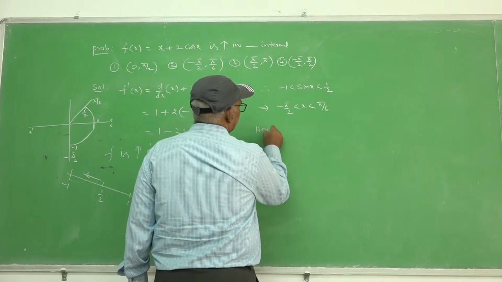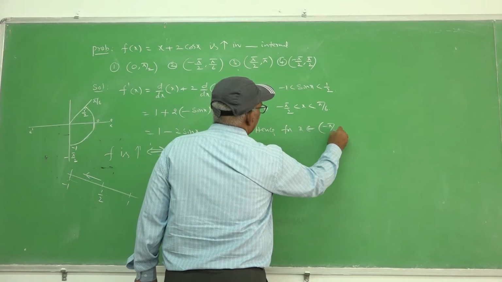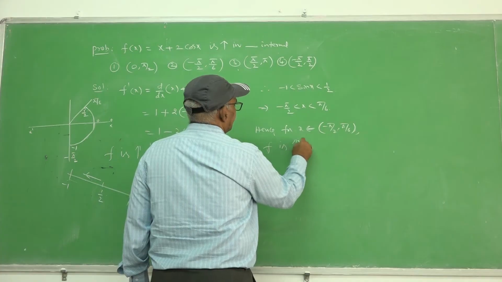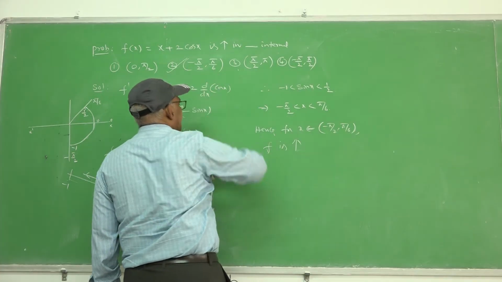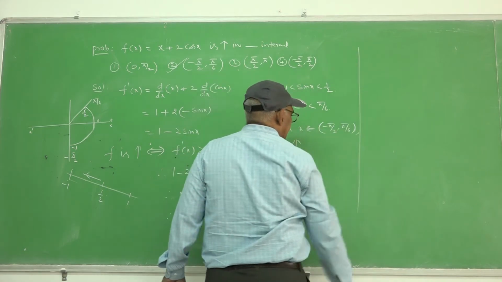Hence, for x belongs to the open interval minus pi by 2 to pi by 6, f is increasing. The second option is the right option.